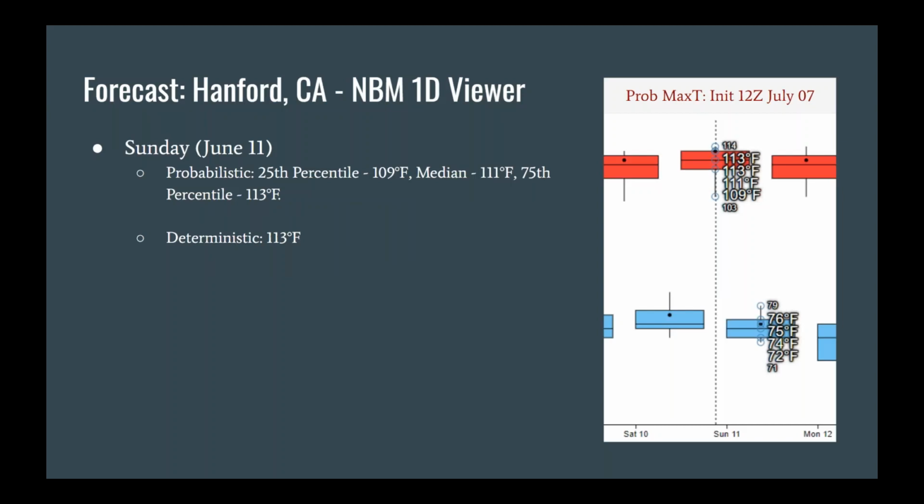So this is the second point forecast that we'd like to look at. This is for Hanford, California. Once again, Sunday has the warmest forecast temperatures for the heat event occurring on that day. So you can see the probabilistic forecast, the 25th percentile is 109, the median 111, and the 75th 113. You can see the deterministic is in that 75th percentile, at 113 degrees.